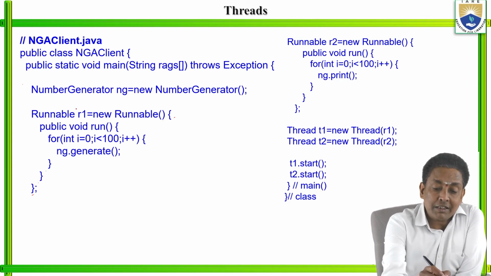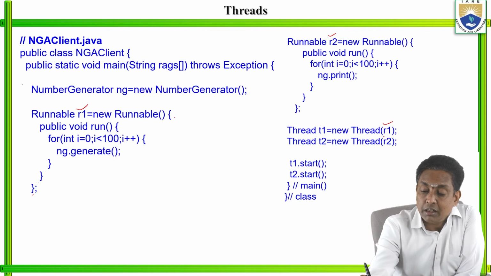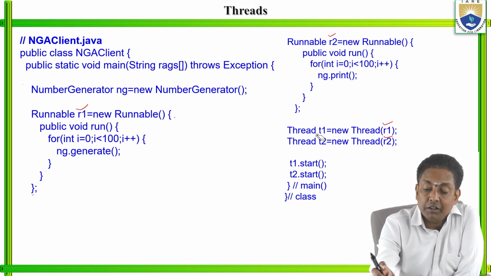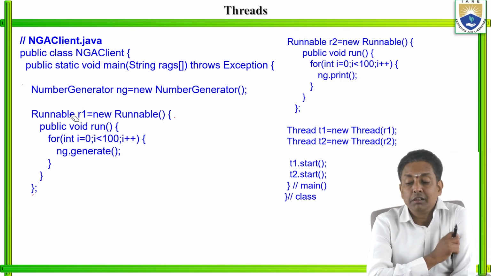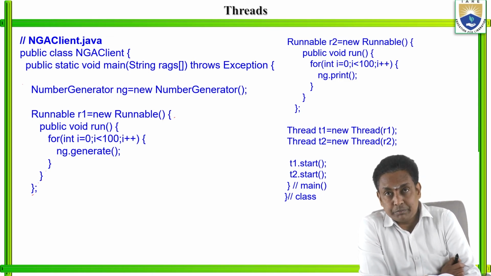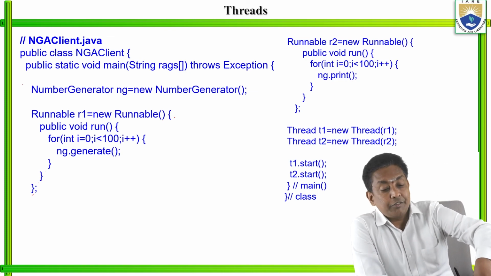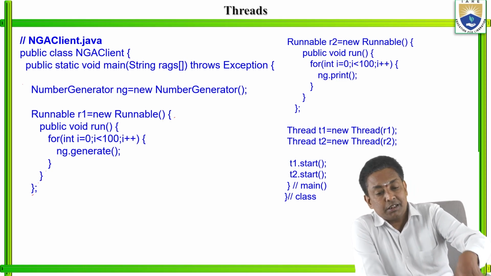Then you pass these two Runnable objects as arguments into two Thread class constructors, create two objects, and call t1.start and t2.start. So this is how both the threads are started, but the execution remains the same. Extending from the Thread class, implementing the Runnable interface, and implementing anonymous classes to implement threads all remain the same.